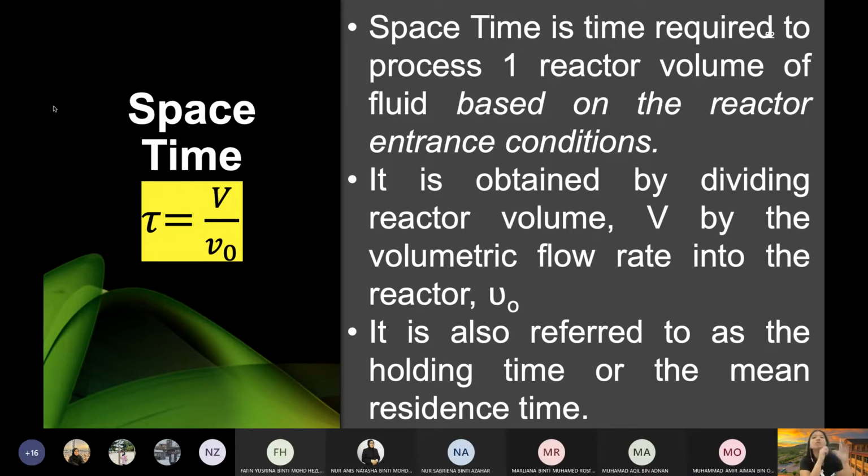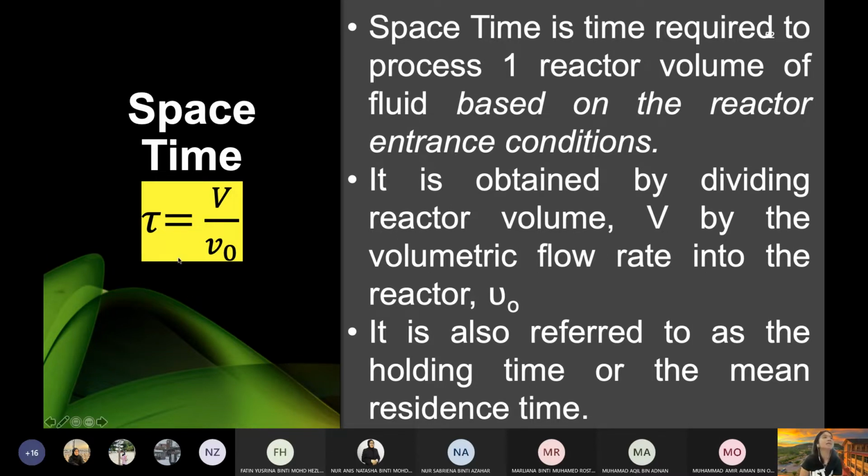Small t is reaction time. For space time and residence time, these are for flow reactors, meaning CSTR and PFR. When we talk about time for these, we talk about space time and residence time. Both of these will use the symbol tau, as shown here on the formula. So it is different: t is reaction time, while for space time and residence time we use tau. So don't get confused. Remember tau is for PFR and CSTR. Reaction time is only for batch. Okay, next. What is space time?